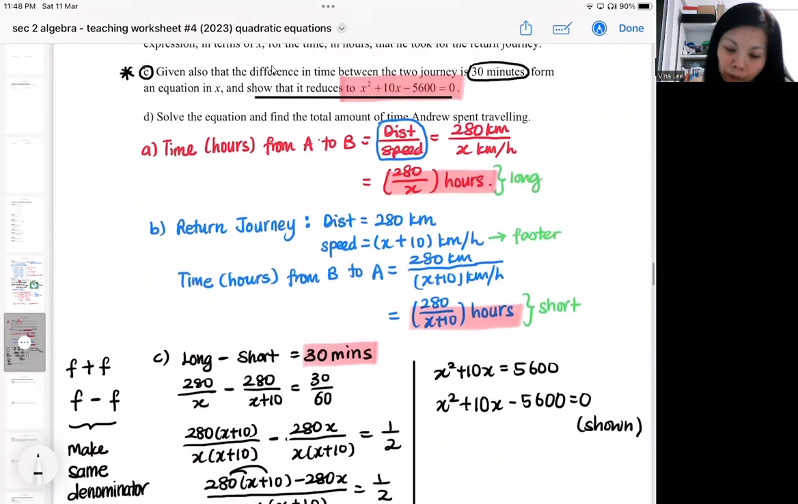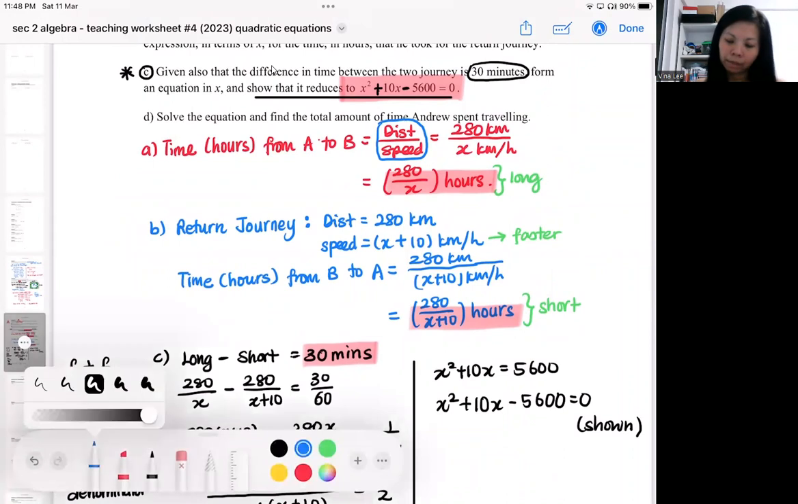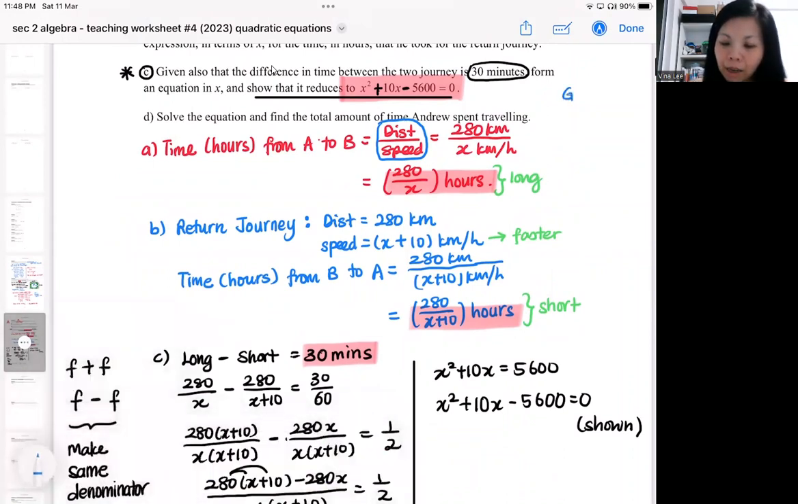Look super carefully. This is a plus and then this is a minus. So make sure you get the plus 10 and minus 5,006. Some students, they may get this. Listen up. And usually when they get this, they get no marks. When you get this, that means you subtract wrongly. There's a different sign from the equation. You use the short one to minus the long one.